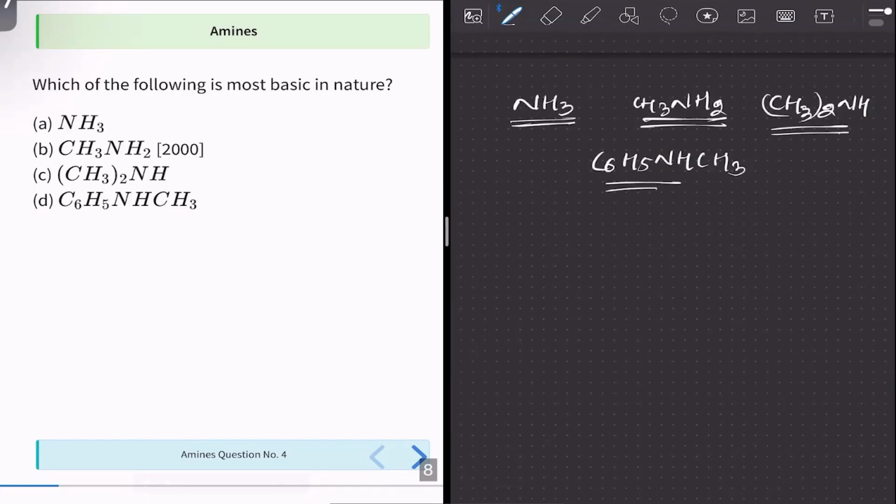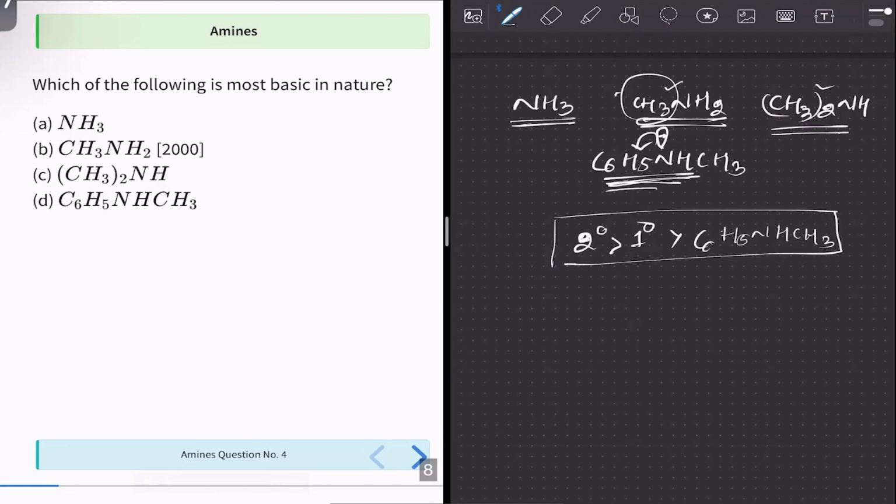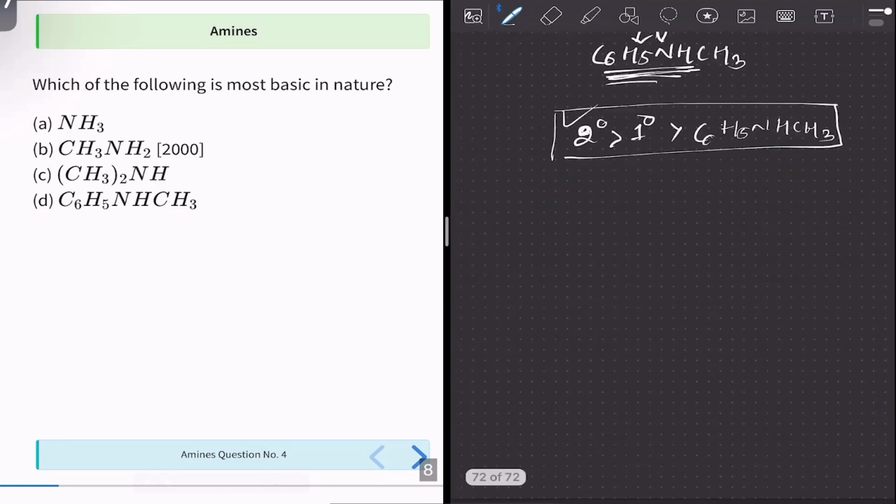Okay. So among CH3NH2 and (CH3)2NH, the basic order will be secondary greater than primary. Then here the electron lone pair will delocalize with the phenyl ring, so C6H5NHCH3 will be less basic than the alkyl amines. Okay, this will be the order. So the most basic character will be the secondary amine, that is (CH3)2NH, dimethylamine.